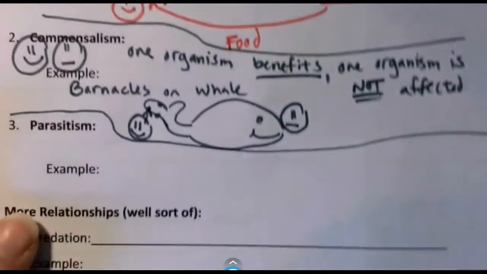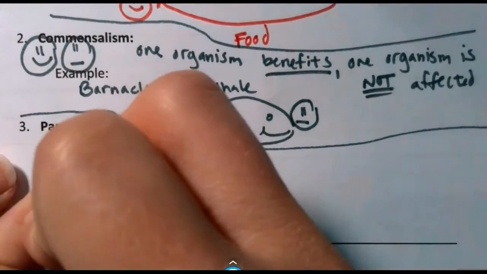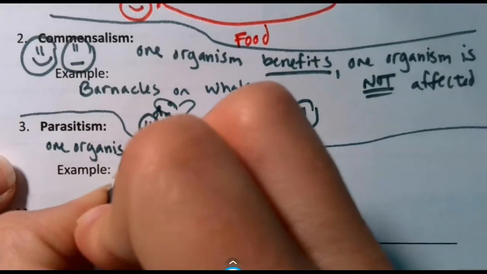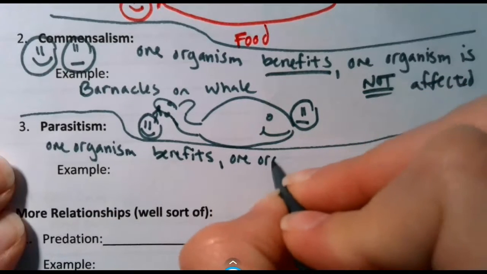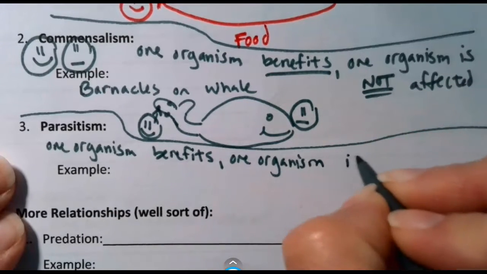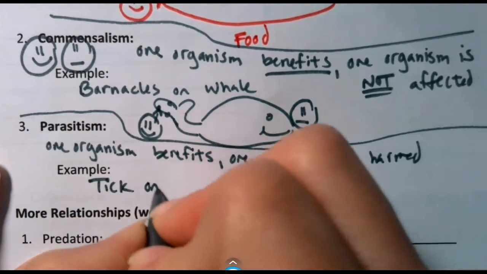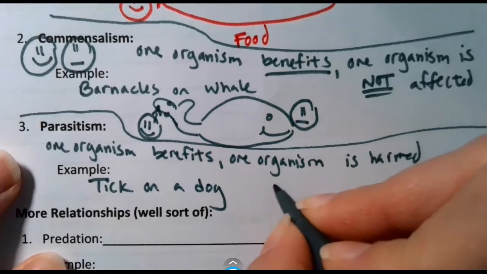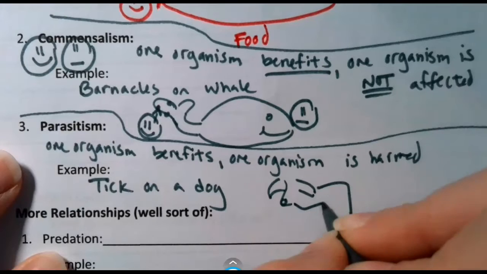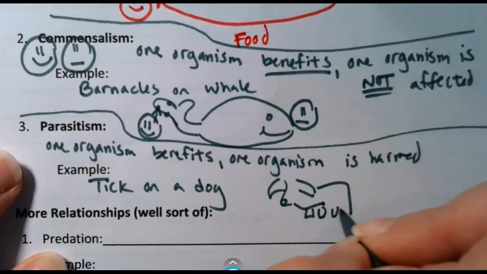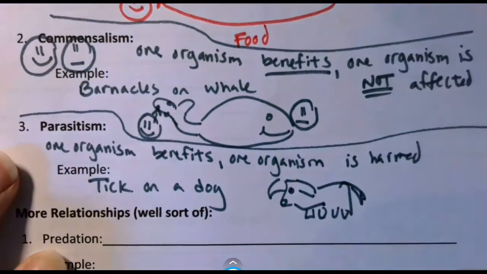Our third example of symbiosis is parasitism. Parasitism is when one organism benefits and one organism is harmed. A good example is a tick on a dog. The dog, I can't draw, as you guys know. The dog does not like having the tick on it.